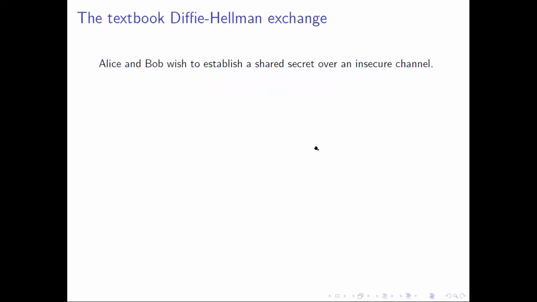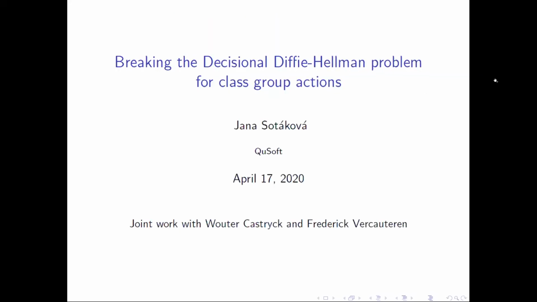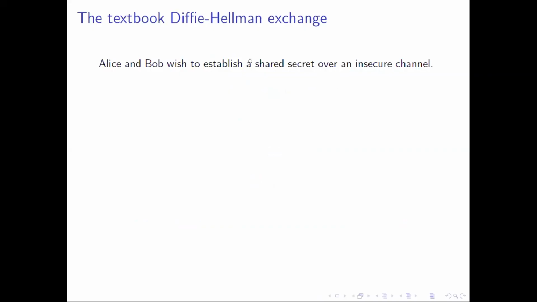Okay. So today I want to talk about this beautiful work that I did with Wouter Castryck and Frederik Vercauteren, who are both in Leuven. What we did was break the decisional Diffie-Hellman problem for class group actions. To be able to tell you about the work that we did, I first need to start with the Diffie-Hellman exchange.